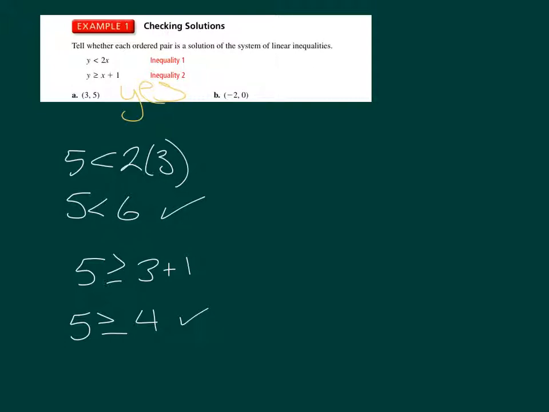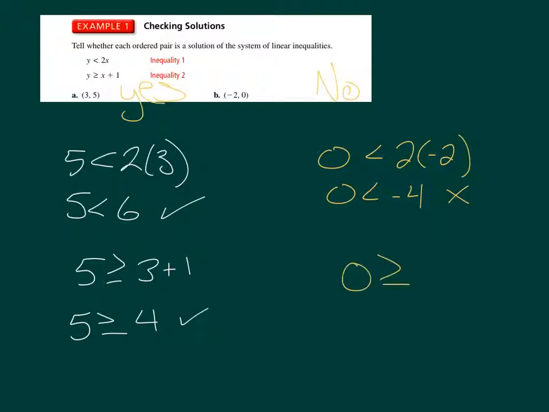So for example B, we're going to use the same two equations. We're just going to plug in a different coordinate point, (-2, 0). So again, 0 is less than 2 times -2. We have 0 is less than -4. That one is not true. You really don't have to go on. But once you find that one is not true, you can automatically say the answer is no. I'll show you the other one just for the sake of having the whole example.